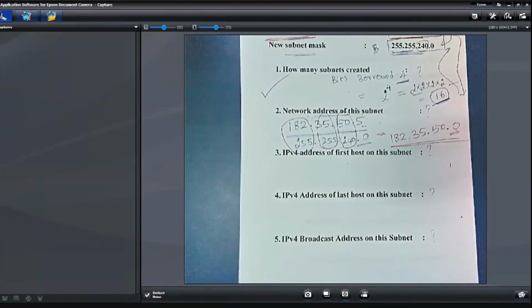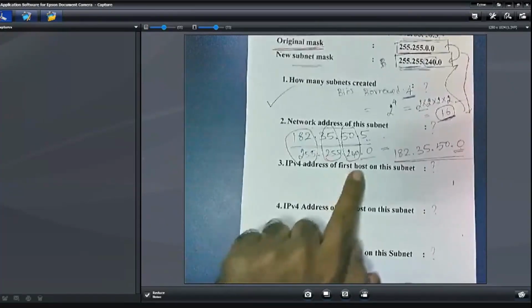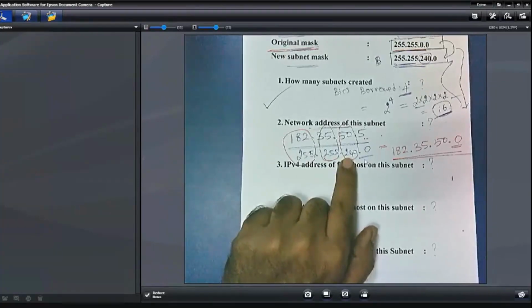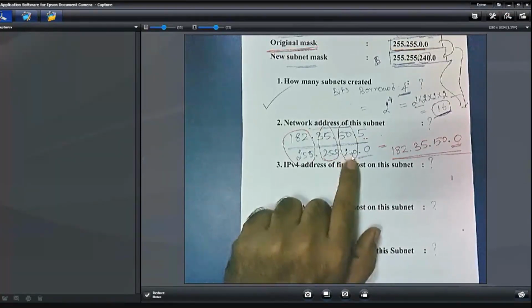Come on, find it. First host. Some student is asking if it is in class B. It was in class B, but now it is not in class B. Now we borrowed some bits. If it were in class B, you could make this 0. We borrowed 2 4 0. Now there is no class for this. How many bits did we borrow? The bits borrowed is 4. So 4 bits we borrowed.